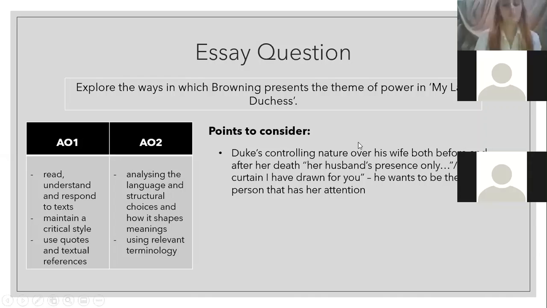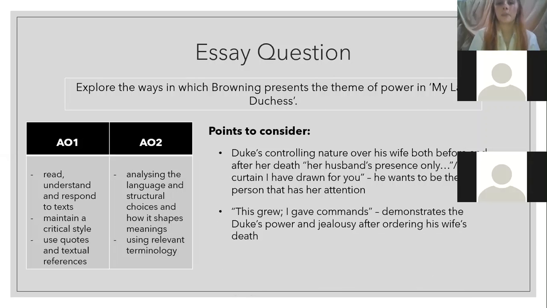Other points to consider would be how controlling he is over his wife before her death and after her death. Before, it would be how he wanted only his presence to make her blush. Afterwards, it would be that he pulls back the curtain and can show you his wife, but she is only seen if he shows her to you. So he wants to be the only person that has her attention. There's also a demonstration of his power and jealousy through ordering the death of his wife for being nice to other men.